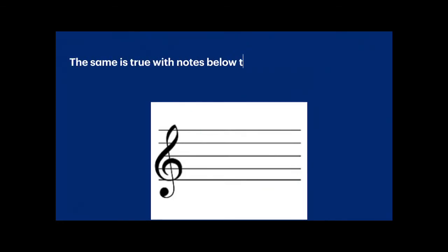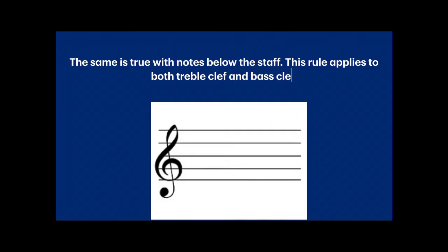The same is true with notes below the staff. This rule applies to both treble clef and bass clef. You'll see that the pitch in the middle is incorrect because I placed a ledger line below it. That ledger line isn't necessary because the note is still connected to the staff by being one space below. That's a D.